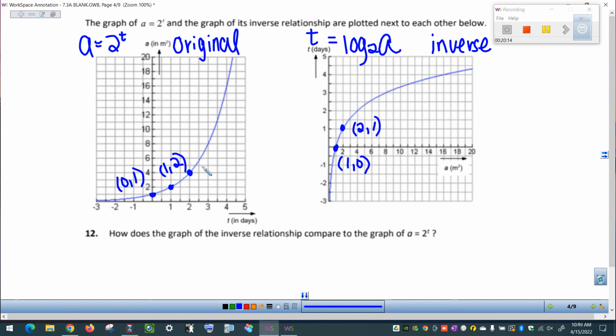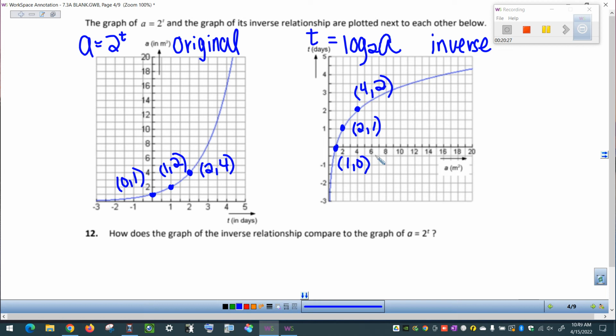All right, let's do one more. On the original graph, when it's been 2 days, the area is 4. And on the inverse graph, when the area is 4, it has been 2 days. So the information is really the same. But what's happening to the x and the y ordered pairs? What do you notice? From the first graph to the second graph, what happened? Ernie? They were inverse, so they would switch the x and the y.